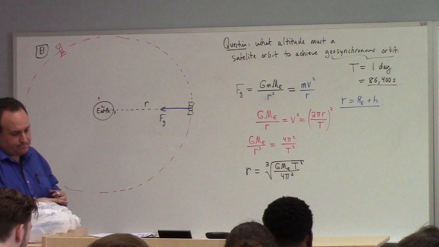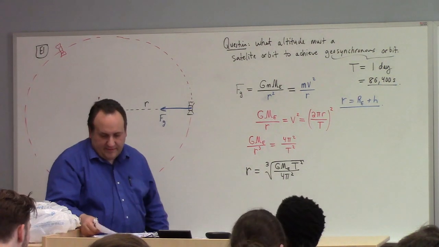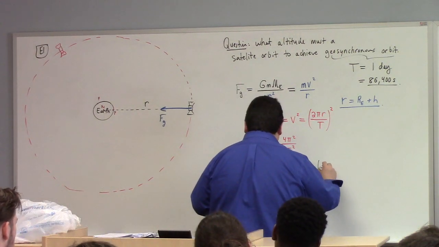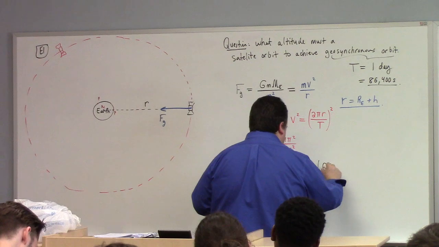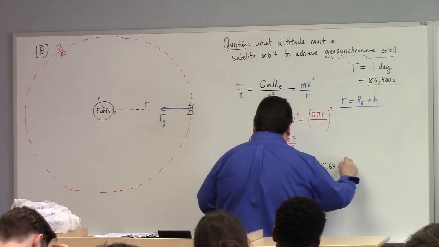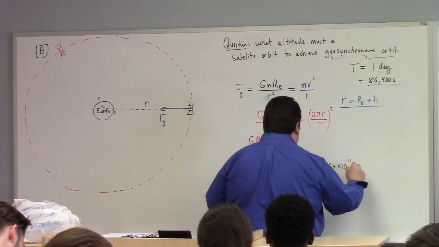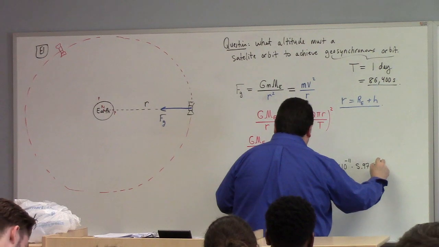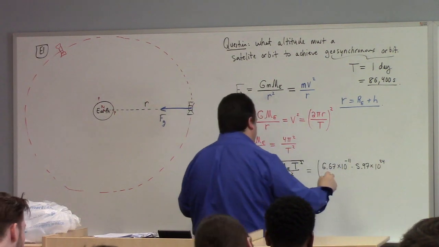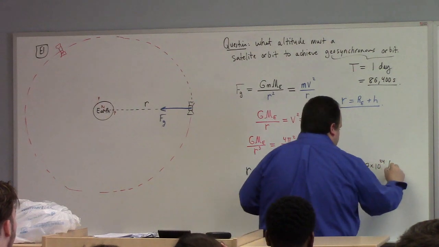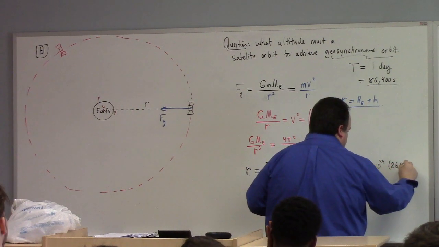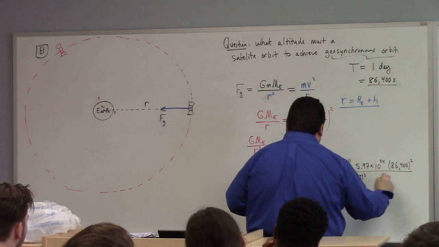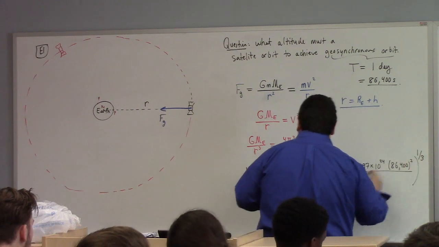What was the mass of the Earth? To a decent approximation, 5.97 times 10 to the 24th. So we got here, and G was 6.67 times 10 to the minus 11 times the mass of the Earth, which was about 5.97 times 10 to the 24th. And then we got the number of seconds in a day, 86,400. Square that. Divide all of this by 4 pi squared and take that to the 1/3 power. What do we get?